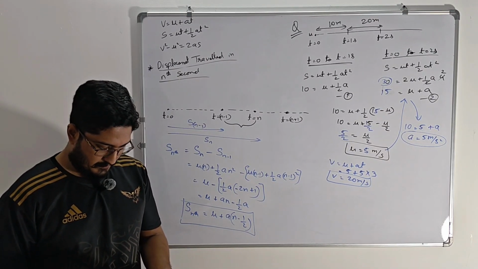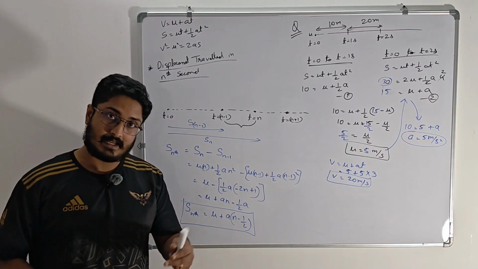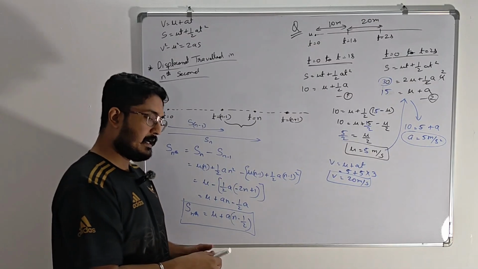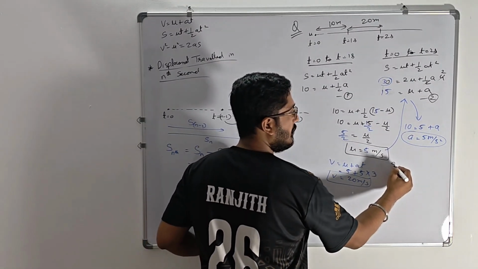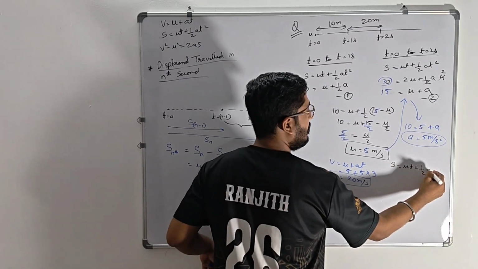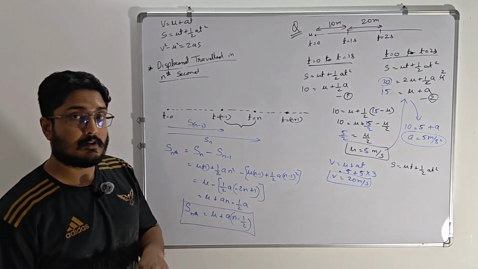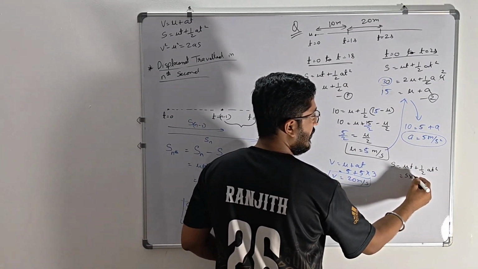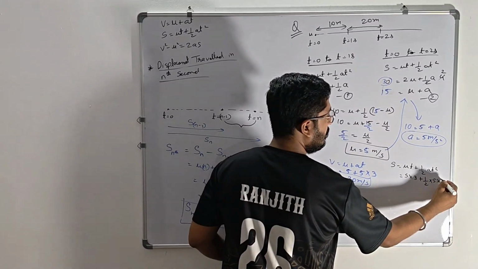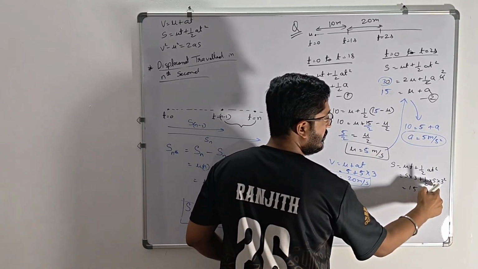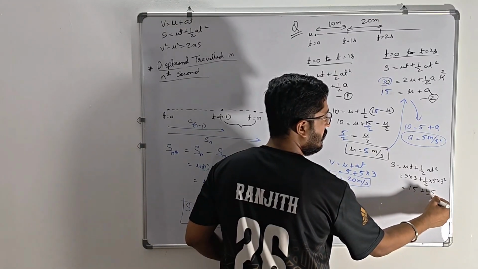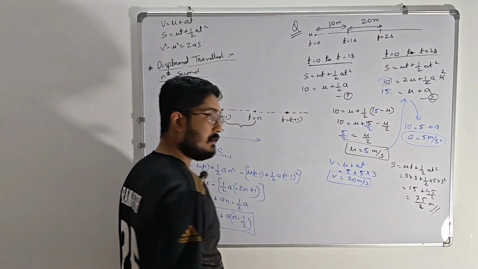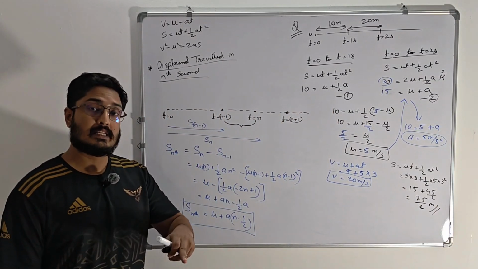Okay, next one, displacement of the particle in 3 seconds and displacement of the particle in third second. Displacement of particle in 3 seconds can be found out with the formula S is equal to ut plus half at square. So substitute the initial velocity 5, time is 3, plus half into 5 into 3 square. So this would be 15 plus 45 by 2. This would give me 30 plus 45, 75 by 2 meters. This is the displacement that has happened in 3 seconds.